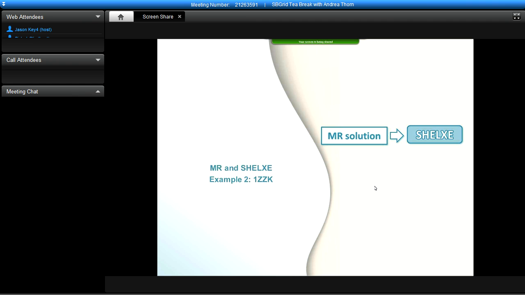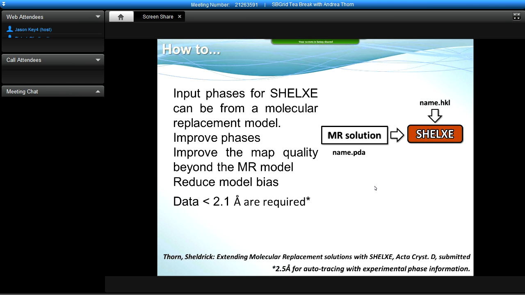The second example is about MR and SHELXE. It's the structure 1ZZK. Input phases for SHELXE can come from a molecular replacement model, to improve the map quality beyond the MR model. So you can use it if you have a molecular replacement solution you're not sure of, or that is problematic to refine from. You can improve your phases with it. You can improve the map quality beyond the MR model.